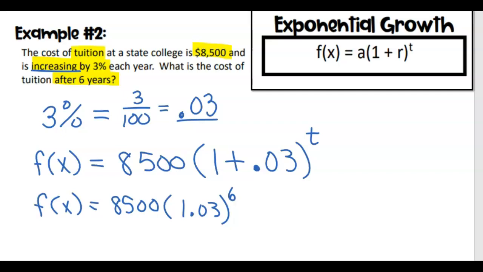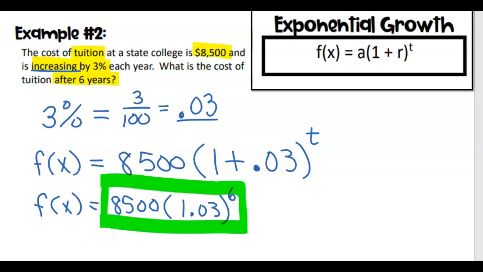No. If you were using Desmos, when you are using Desmos, this is what you put into your calculator. 8500, 1.03. Do you remember how to raise it to a power? Shift 6, or the keyboard, 10149.44.